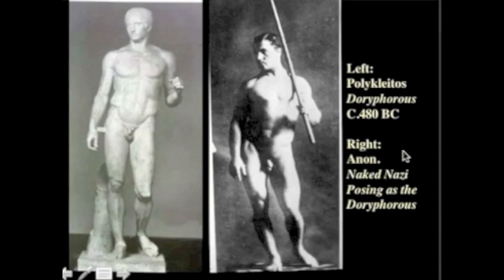This is not really germane to the material you need to know, but the Nazis had a contest. Who could look the most like the Doryphorus? And this is the winner right here. This is naked Nazi posing like the Doryphorus. Doryphorus means spear bearer, and the Nazi has got it right. He's got the spear. Doryphorus has lost his spear.